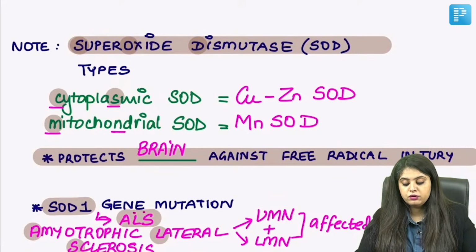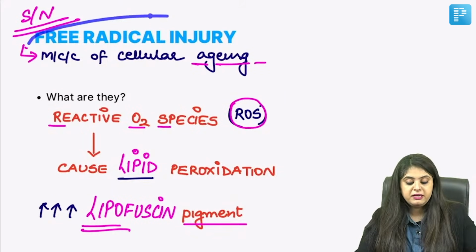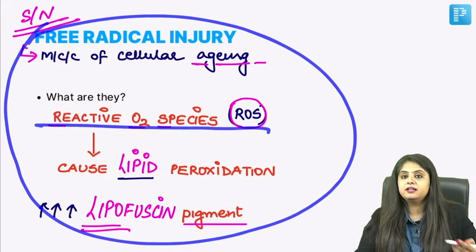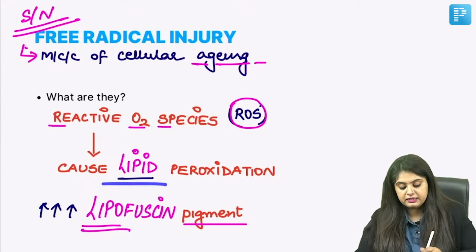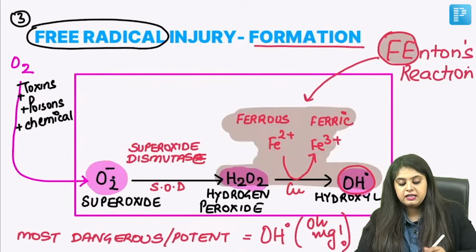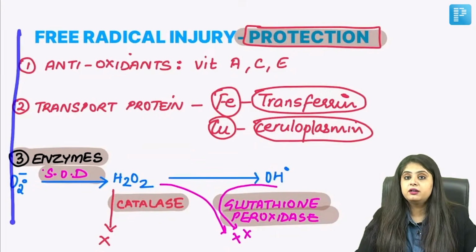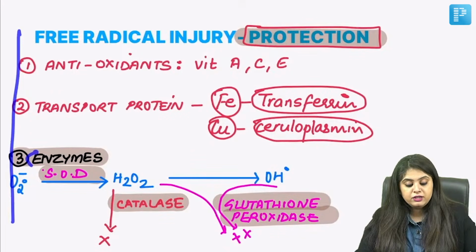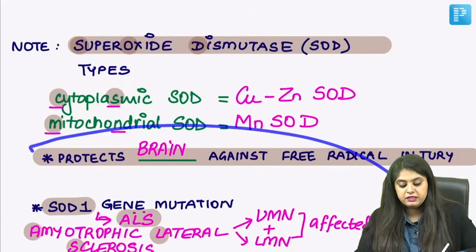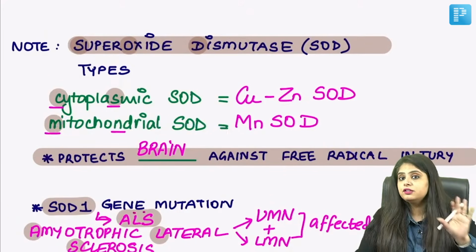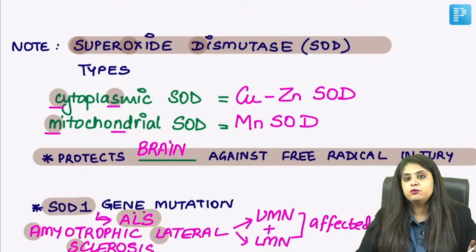So if you get a short note on free radicals, first you will explain the entire definition, that they are reactive oxygen species that damage lipids. Then you are going to make one table of how they are formed. You will make one table of how we protect ourselves, and then you will give a clinical correlation of everything to do with superoxide dismutase. This will complete your entire flowchart.